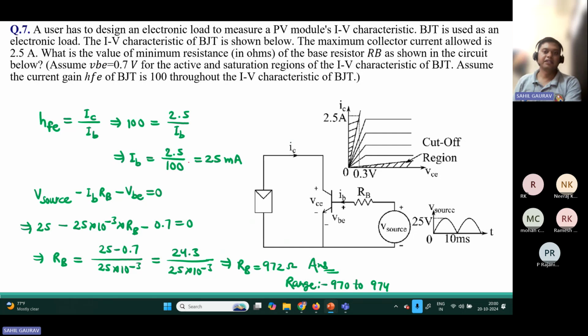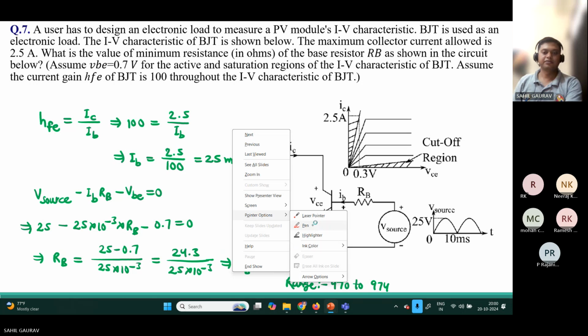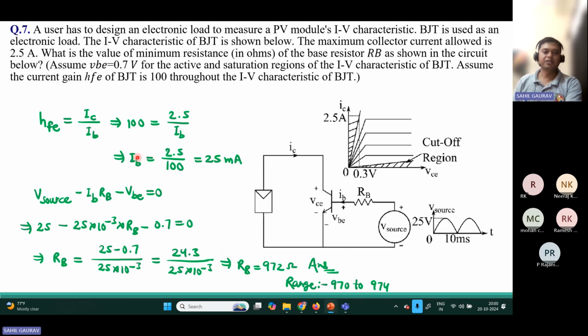Now in this question they have given this current gain. So current gain is IC upon IB. From here you will get this base current value. So base current value will be 25 milliampere. And now you can find the minimum resistance of this base resistor from the KVL across this voltage. So V source minus IB RB minus VBE. So this minimum value of base resistor will come as 972 ohm.